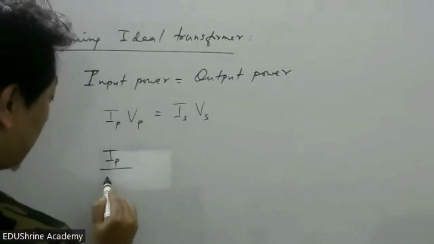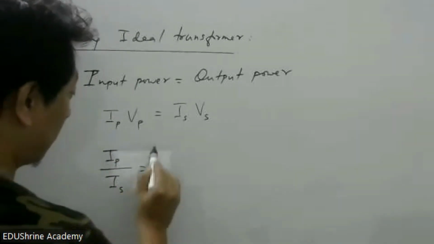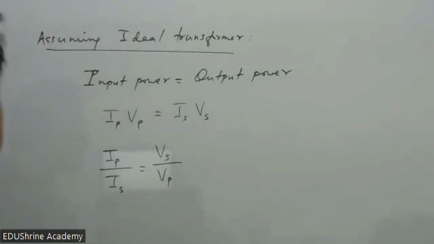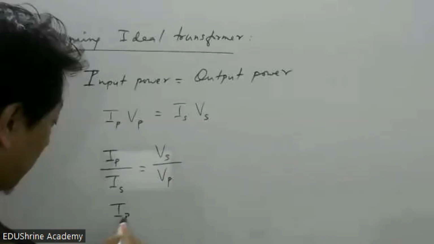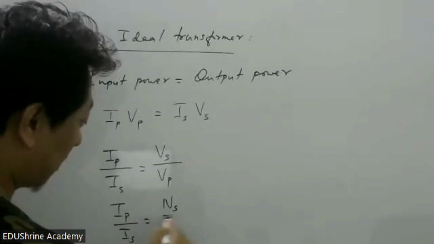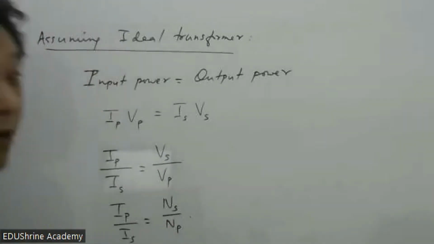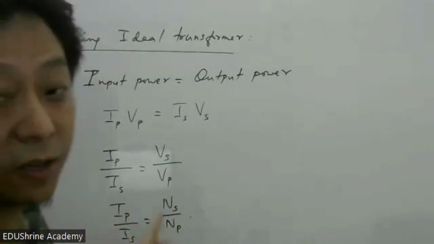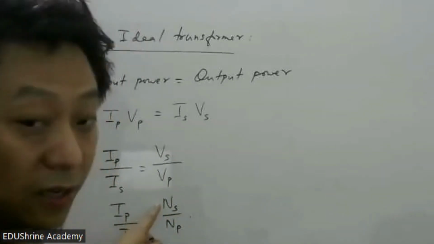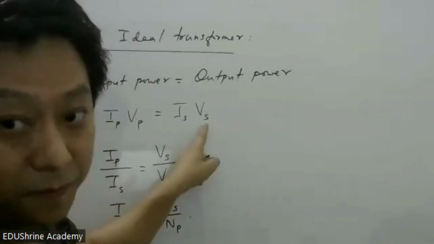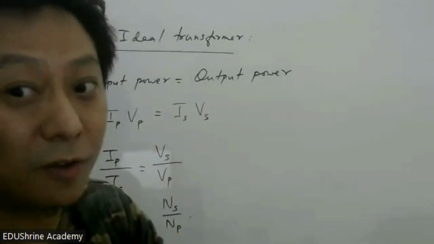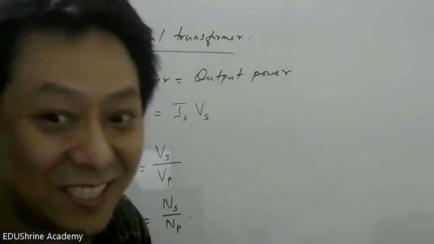So primary current by secondary current will be voltage across secondary by voltage across primary. And this ratio is equal to the number of turns in secondary by number of turns in primary. So here it is ulta, you can see. If you have more turns in secondary, you will have more voltage, but you will get less current. That's why a transformer does not violate conservation of energy.